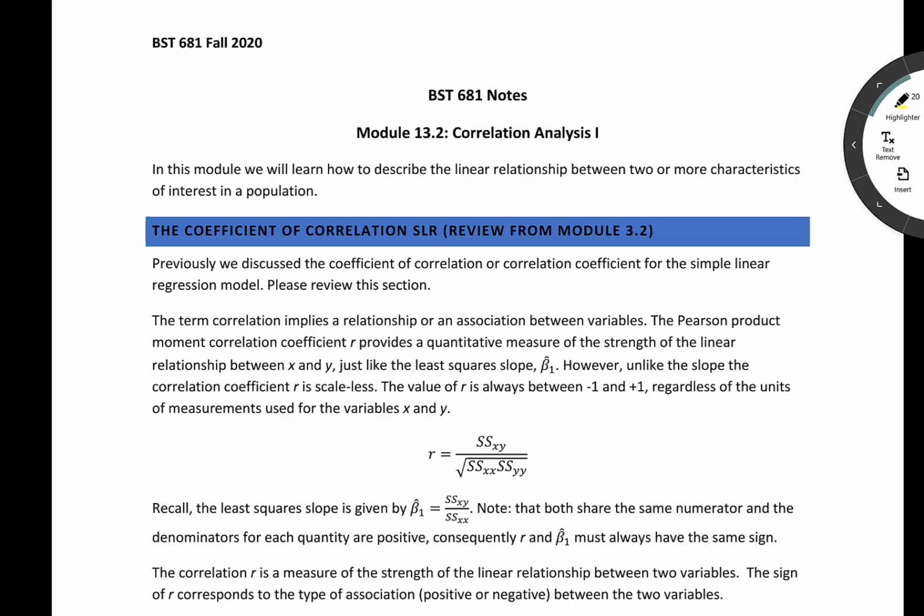In this set of notes, we're going to look at correlation analysis. Previously we discussed the coefficient of correlation, or the correlation coefficient, both the same thing, just different names, for the simple linear regression model.